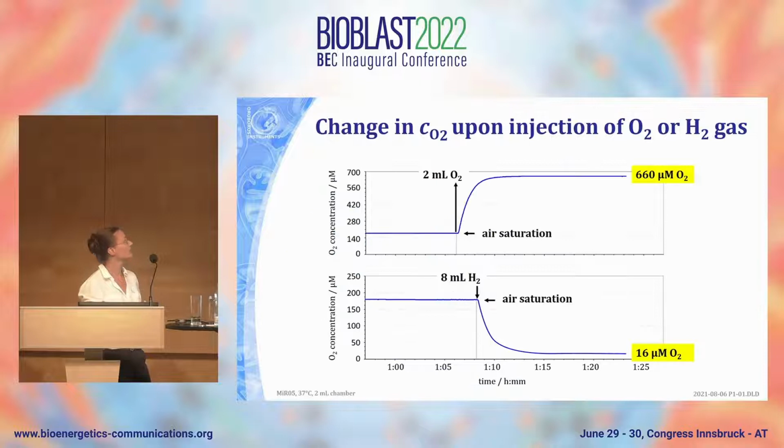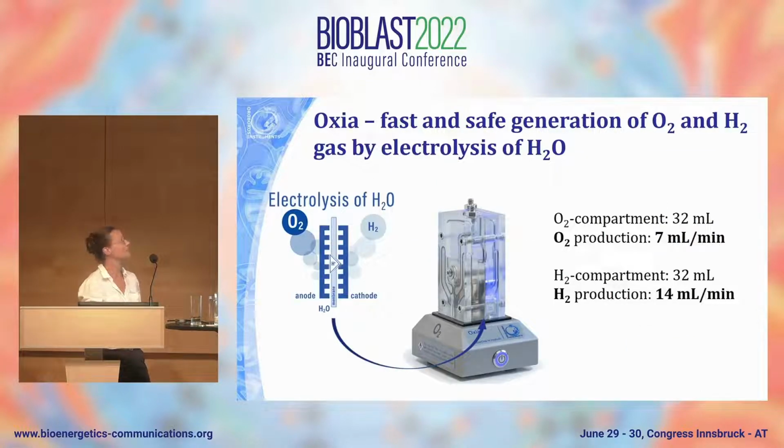So we started to develop an instrument which produces oxygen and hydrogen by electrolysis of water, the Oxia. And we have here the proton exchange membrane, so the produced gases are separated, going to the outer chambers. So we have two compartments of 32 milliliter, which have either oxygen or hydrogen, and this is the production. So we have 7 milliliter per minute of oxygen and 14 milliliter per minute of hydrogen.